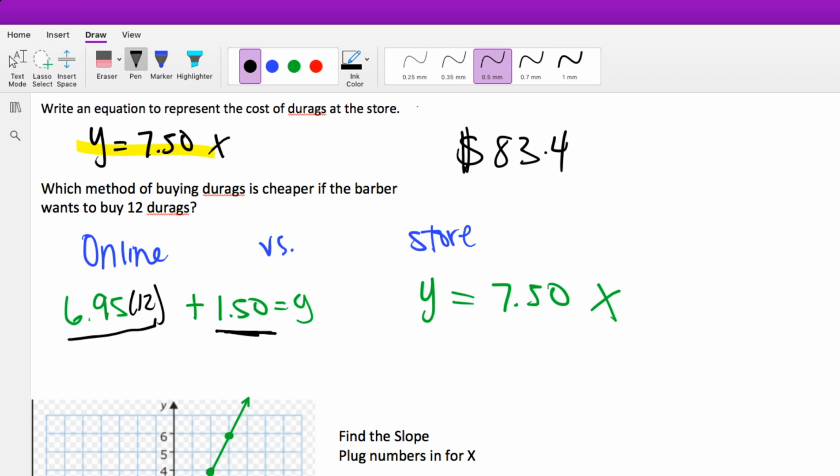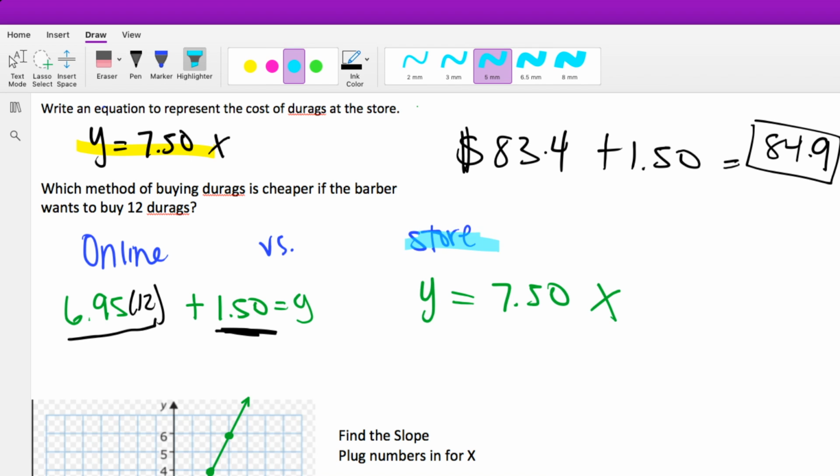However, we also have to add this $1.50. So what is 83.4 plus $1.50? Let's see what we get. Plus 1.50. I'm going to plug that into the calculator. That gives us 84.9. I mean, I could have done that in my head, but I just didn't. So 84.9, I'm sure most of you were able to get that in your head. That is going to be the price of 12 do-rags when we buy them online.